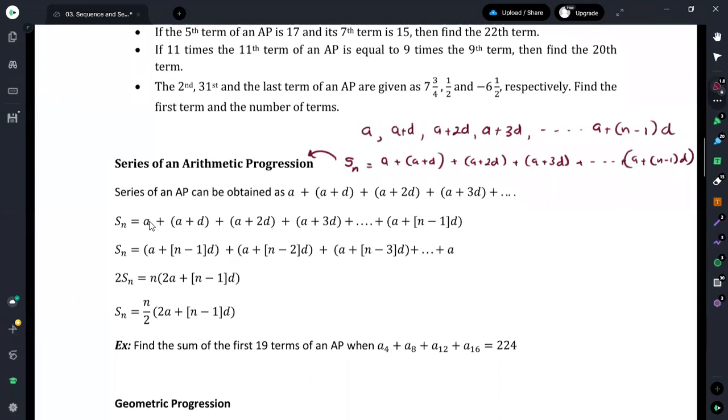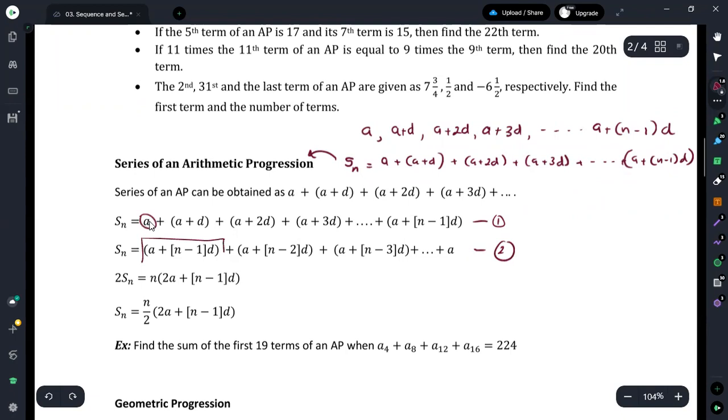Then we have to add the first and the second series we have. If you add the terms, we get a plus a, which is 2 times a, when adding the first term with the first term. Then we get 2a plus n minus 1 times d. This is the first term we get as the summation of these two terms.